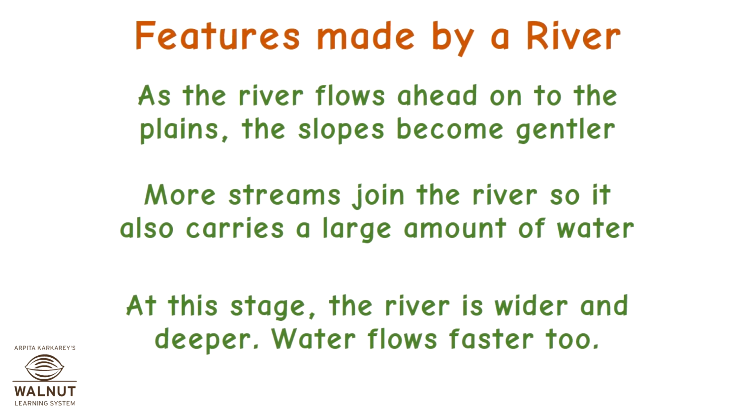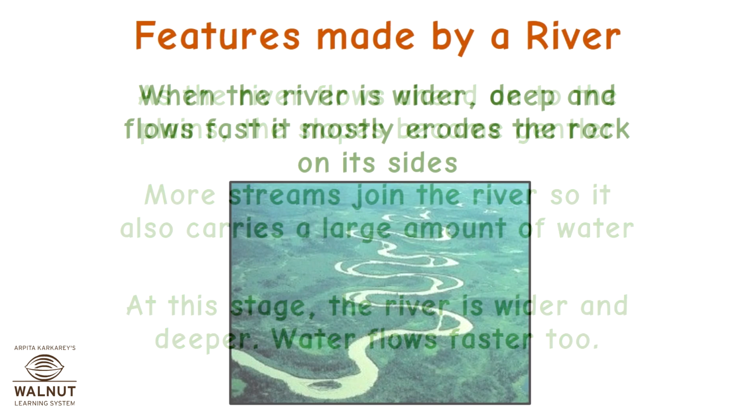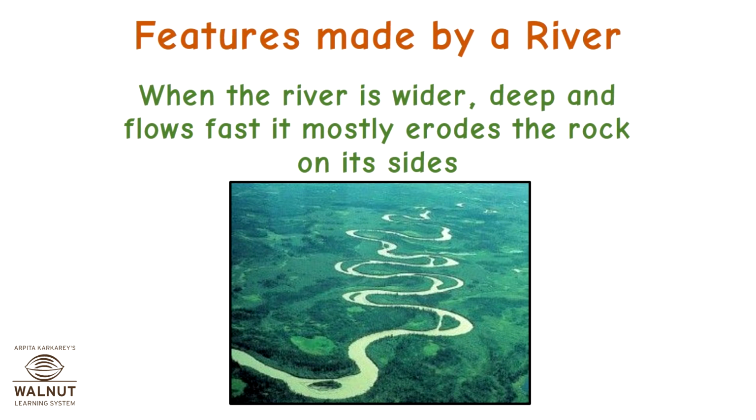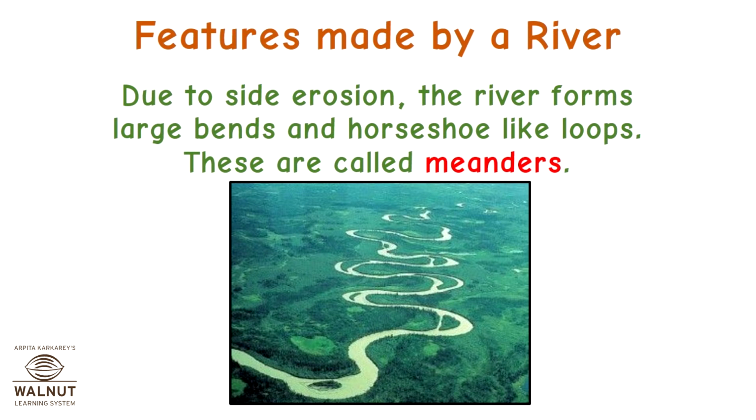More streams join the river, so it also carries a large amount of water. At this stage, the river is wider and deeper. Water flows faster too. When the river is wider, deep, and flows fast, it mostly erodes the rock on its sides. Due to side erosion, the river forms large bends and horseshoe-like loops. These are called meanders.